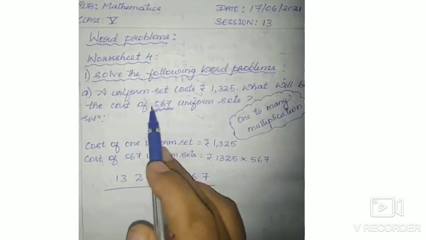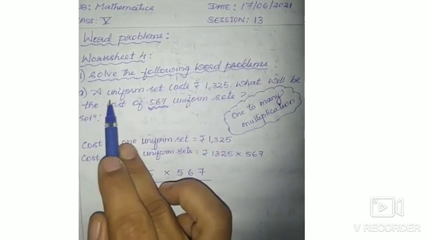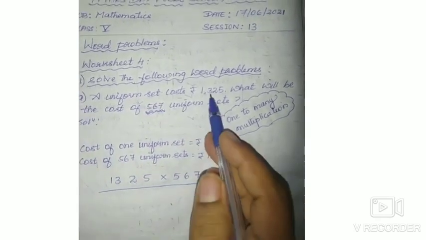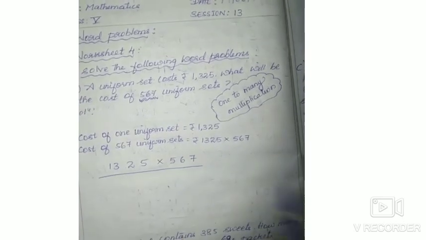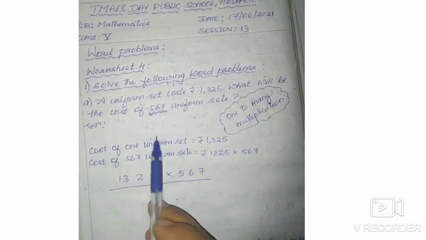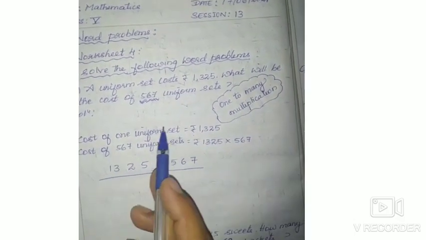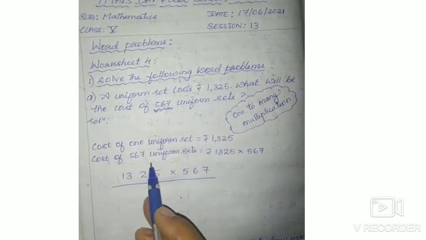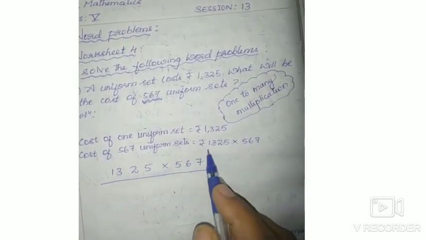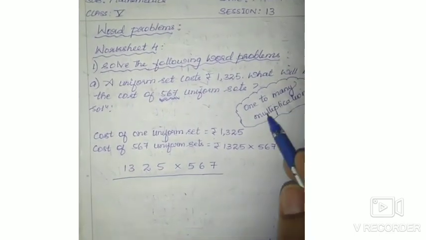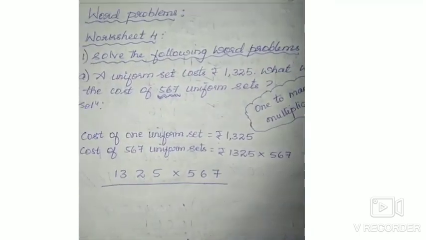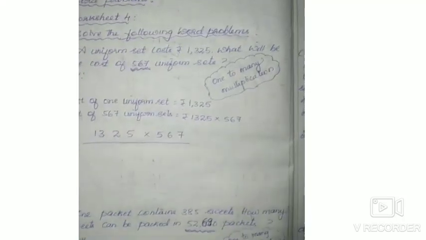So here a uniform set costs rupees, that is, the cost of one uniform set is rupees 1325. You can frame the sentence in your own words in the question. So what will be the cost of 567 uniform sets? So the cost of 567 uniform sets is rupees 1325 multiplied by 567. As you know, 1 to many means multiplication. One pencil costs 2 rupees, then what is the cost of 10 pencils? 2 multiplied by 10 is 20 rupees.